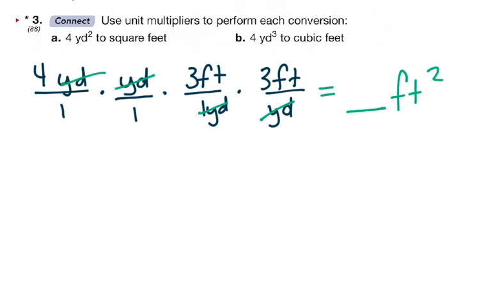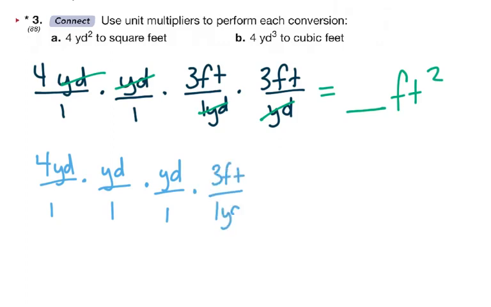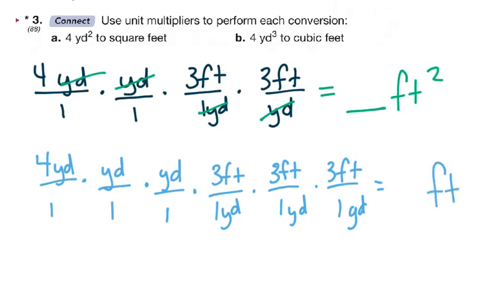Then we're going to do 4 yards cubed. So we have 4 yards, and we're going to do it 3 times this time, and we're going to take it to cubic feet, so we have to do 3, whoops, I only did 2. So same kind of thing, except this time we have it 3 times. And then we're going to cancel and multiply, and this time you're going to have feet cubed for your answer.